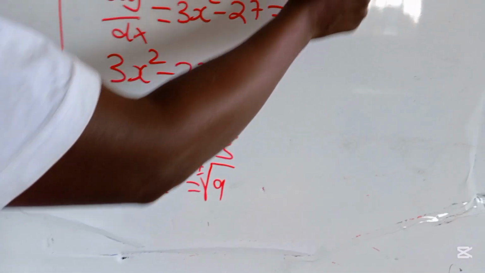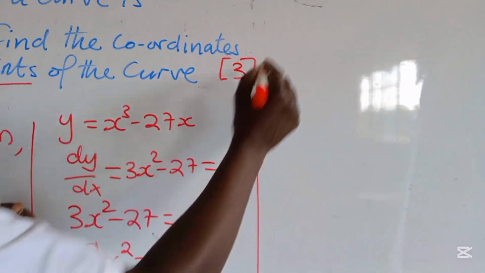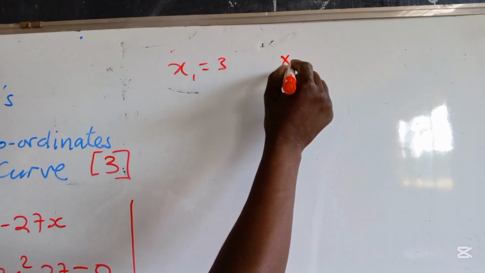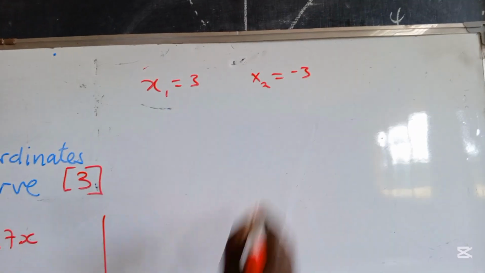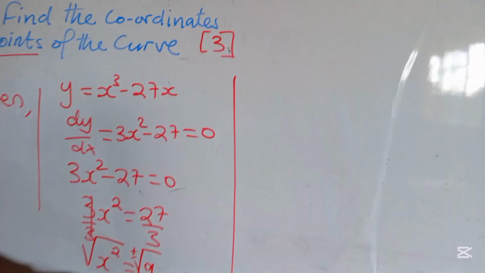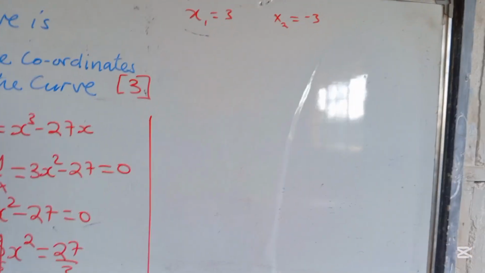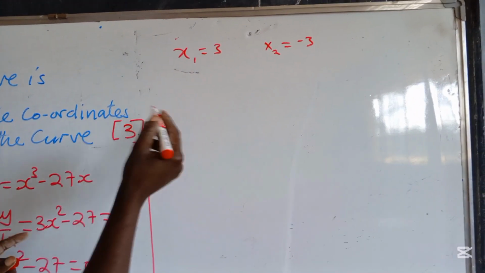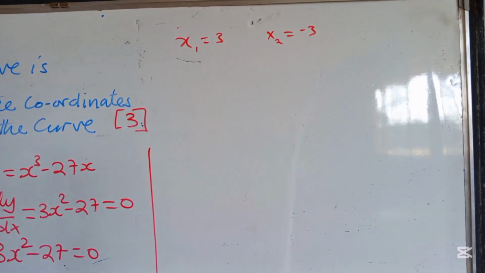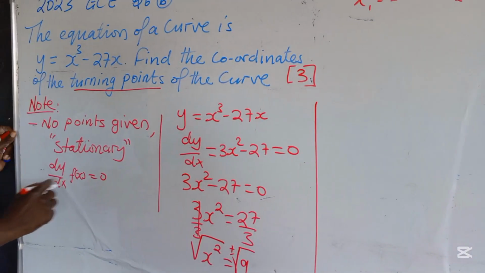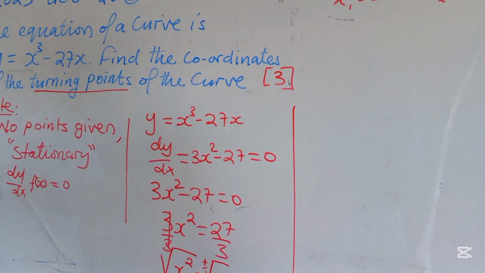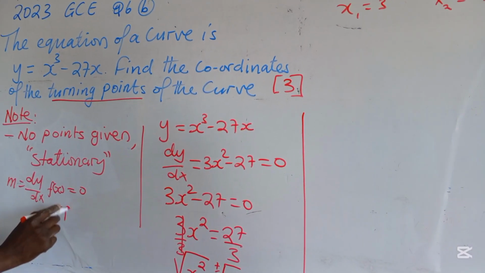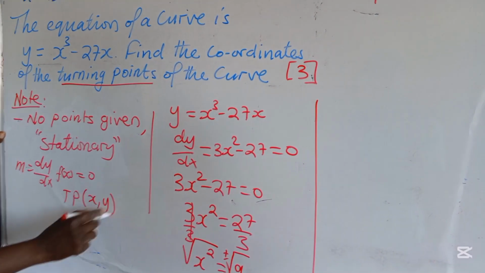So to differentiate the two, I've got x1, which is equal to positive 3, and x2, which is equal to negative 3. Remember, the square root of 9 is positive or negative 3, so that's why I've separated them. Because I'm looking at the turning point, at this stationary point the gradient is equal to 0. A special turning point is given as (x, y).